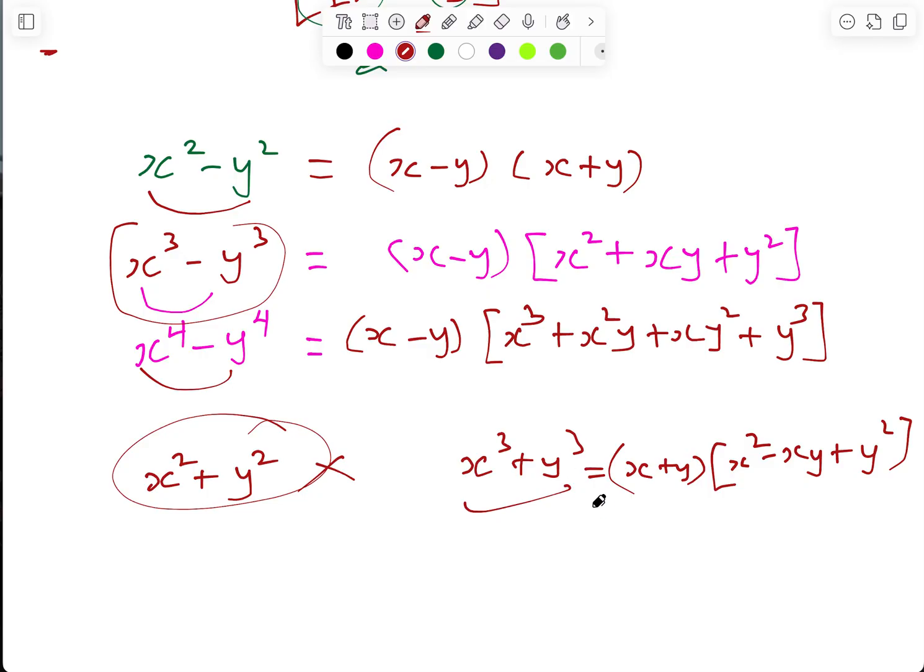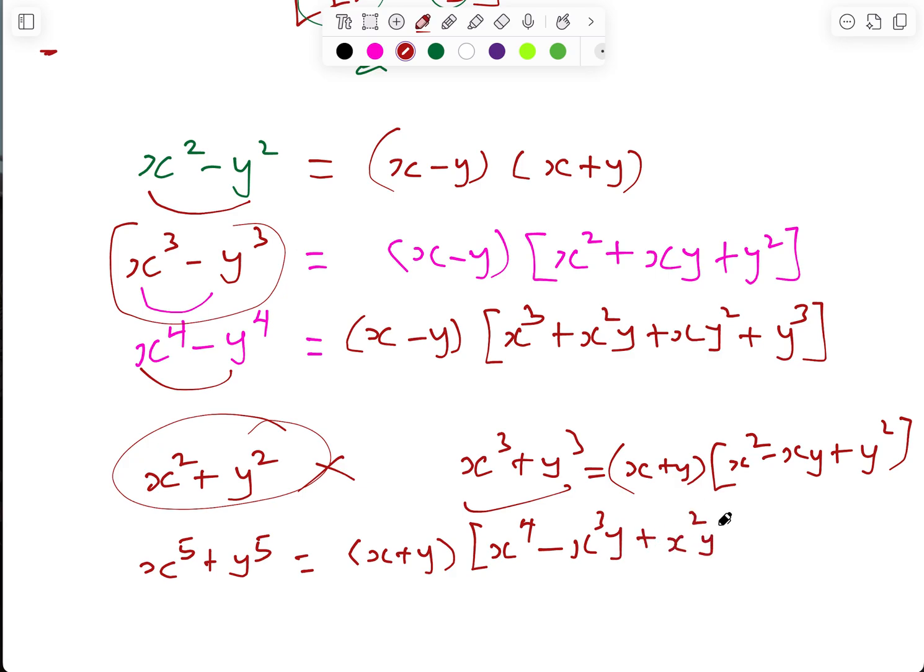So you cannot do x raised to power 4 plus y raised to power 4, but you can do x raised to power 5 plus y raised to power 5. So what's going to be a factor? X plus y is going to be a factor. And you're going to have what? X raised to power 4 minus x raised to power 3y plus x raised to power 2y squared minus xy raised to power 3, then you have plus y raised to power 4. So this is how it goes on and on. So that's the first step of factorization.